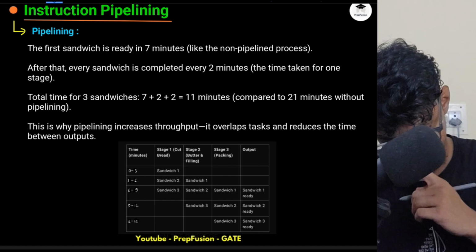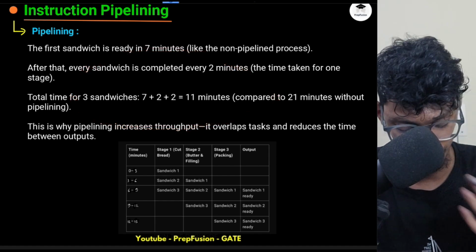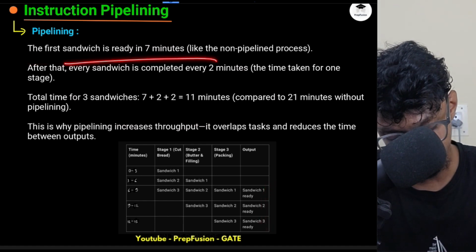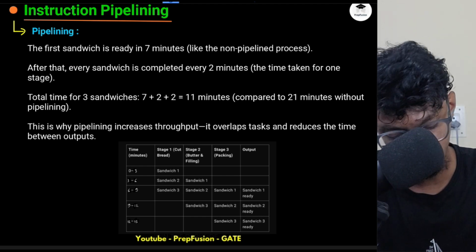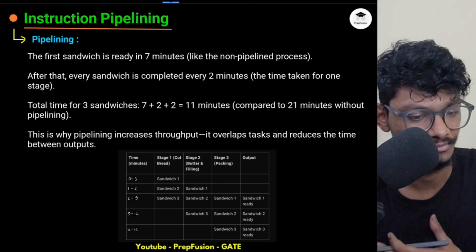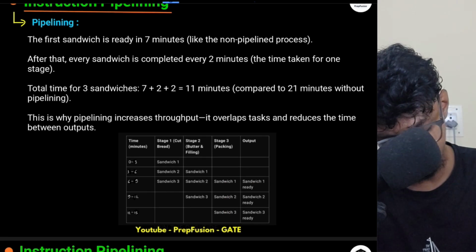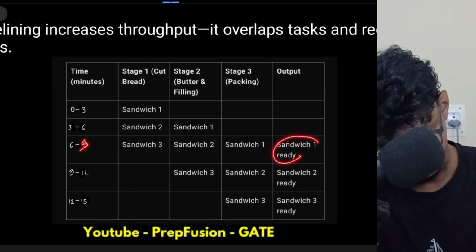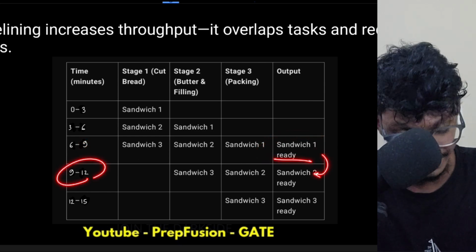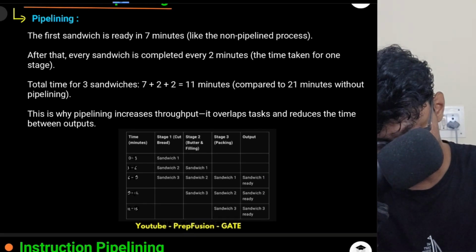So here this is a bit wrong. How much total time did it take me to make 3 sandwiches without pipelining? Each sandwich will take 7 minutes, so the 3 sandwiches will take 21 minutes, because without pipelining everything is working individually, independently. With pipelining, you will observe that the first sandwich gets ready at the 9th minute. After that, my sandwich 2 only takes 3 minutes more, and sandwich 3 also only takes 3 minutes more.